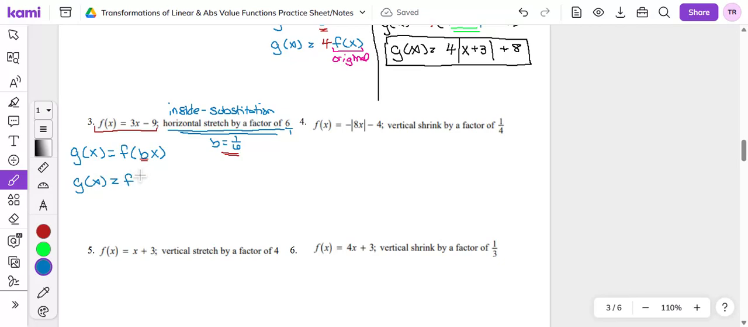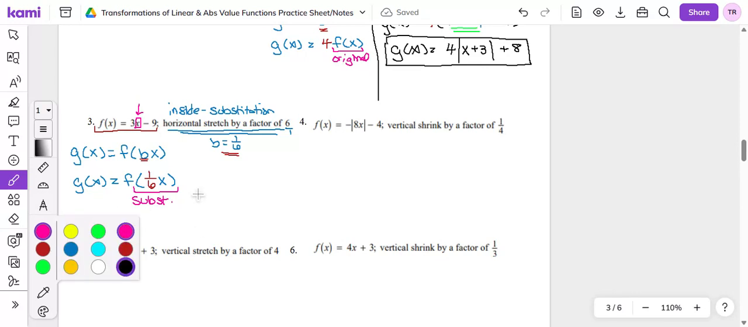Okay, so g of x equals f of b, 1 over 6 times x. And I apologize, all these equal signs look like z's. It's just a hiccup in my writing tool at home. This is a substitution, just like we talked about in the previous problems or the previous videos. I am going to substitute 1 over 6 x anywhere I see an x in the problem. Okay, so I see the x after the 3, so I know that's where I'm going to be substituting. Okay, let's get to it.